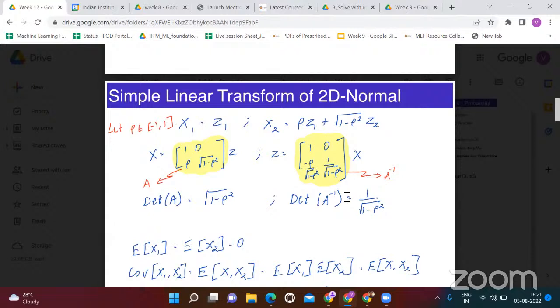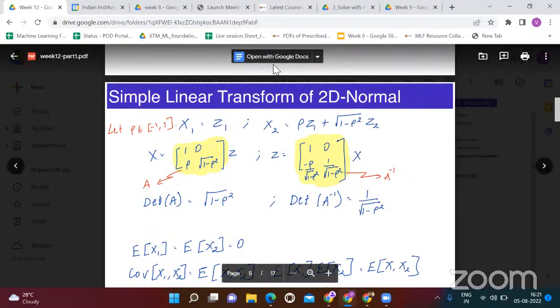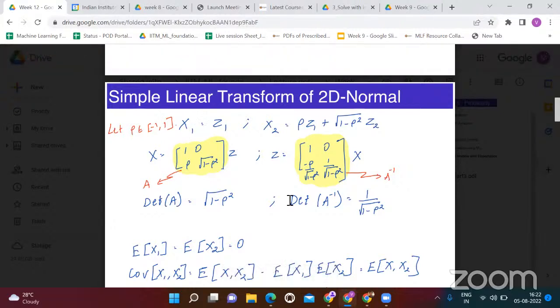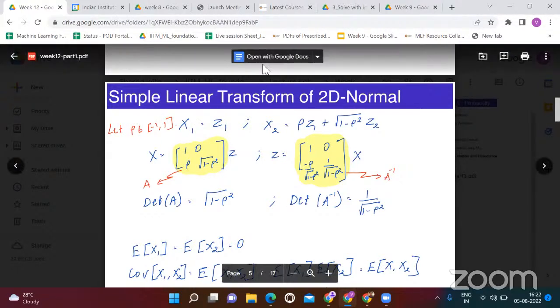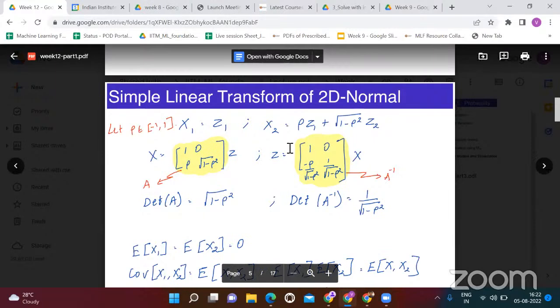Is this making sense? Yes. Is this making sense? Yes, sir. The same thing is there. So see, should I repeat it or should I write it? It is clear, sir. Yes, sir.